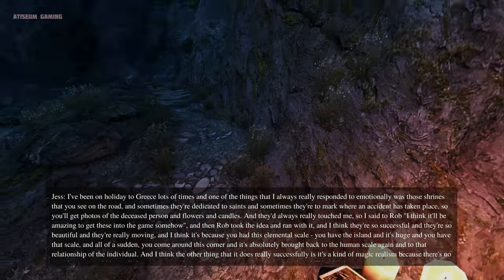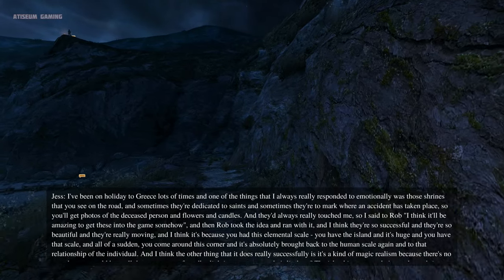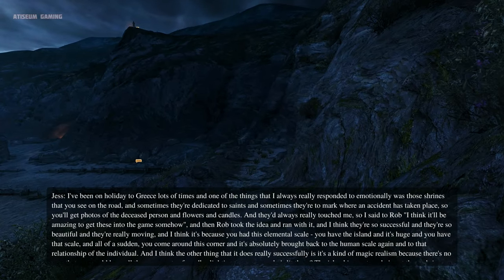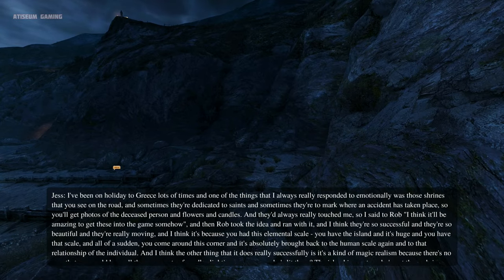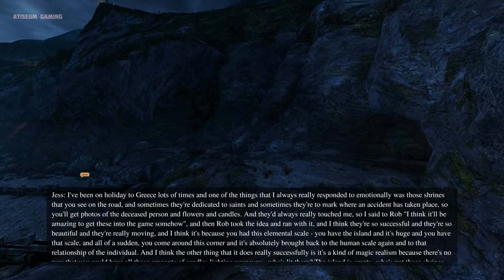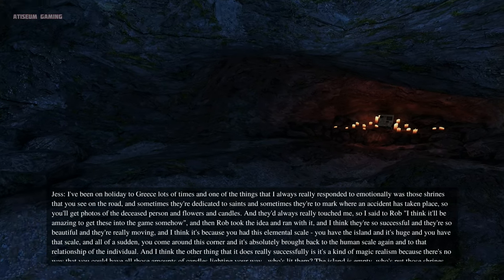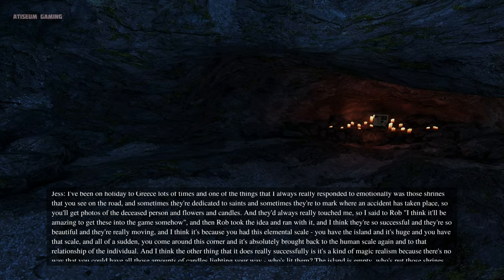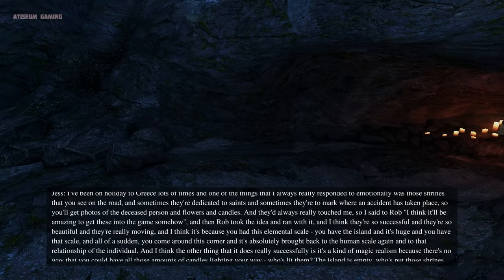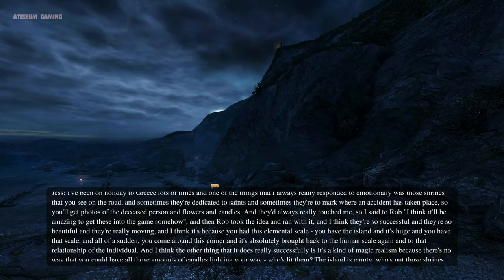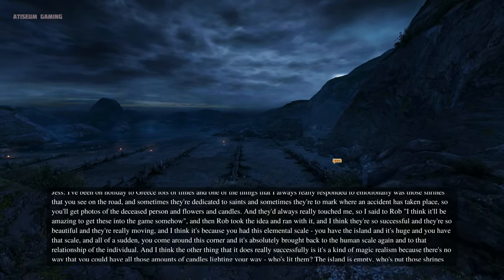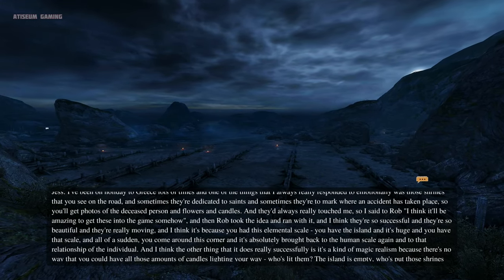I've been on holiday to Greece lots of times, and one of the things that I always really responded to emotionally was those shrines that you see on the road, and sometimes they're dedicated to saints and sometimes they're to mark where an accident has taken place. So you'll get photos of the deceased person and flowers and candles, and it always really touched me.